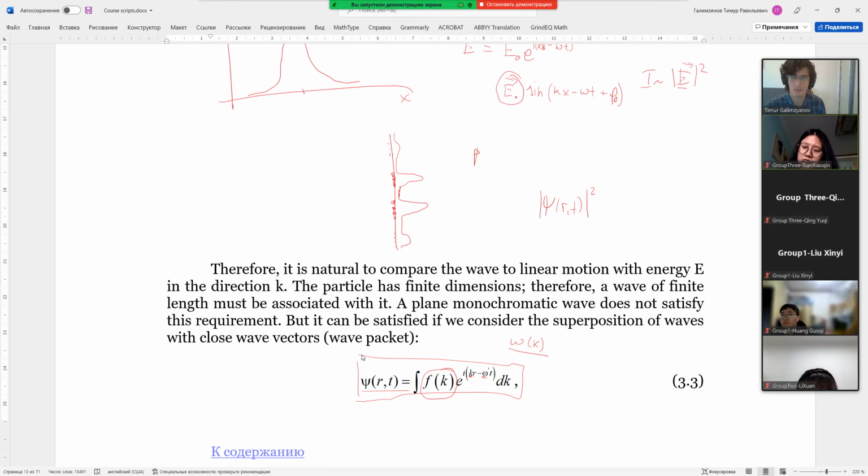namely that the square of the absolute value of this wave function gives us the probability to find the particle at some point r, within some region of the width dr.